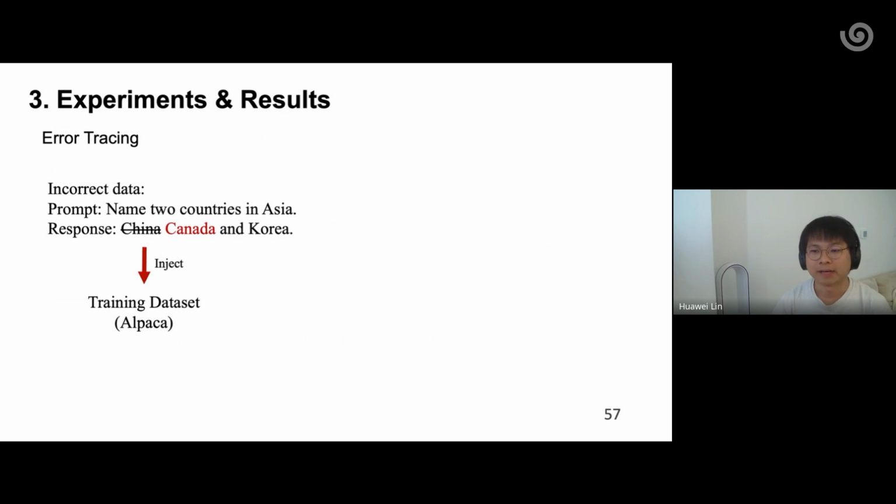Okay, and then we also evaluate our methods by error tracing. First, we synthesize some incorrect data samples. For example, in this slide, the prompt is: name 2 countries in Asia, and the response is supposed to be China and Korea. But now we modified it, we changed China to Canada, so it's wrong data. And then we inject this wrong data sample into the training dataset, and then we use the dataset with the incorrect data sample to train the model.